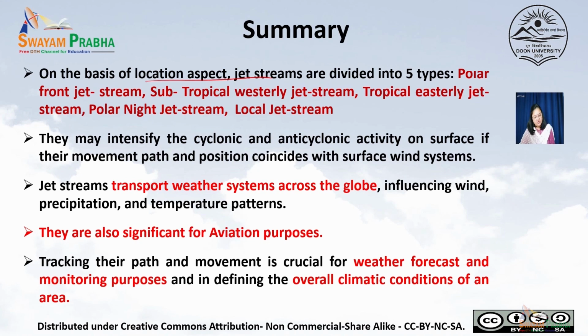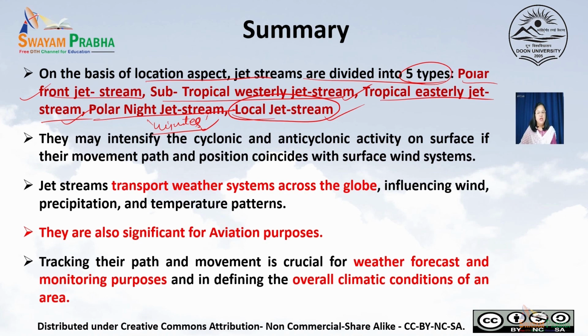So on the basis of location, the jet streams are divided into 5 types. You have polar front jet streams, which are found in the polar areas, and you have subtropical westerly jet streams, which are found in the mid-latitudinal areas more towards the polar end of the Hadley cell. And then you have tropical easterly jet streams, which are found in the tropical areas during the summer season. And you have polar night jet streams, which are found during the extreme winter along the polar latitudes. And finally, the 5th type is the local jet streams, which are developed mainly due to the local topographical, geographical and climatic conditions, and their area of influence is also limited.